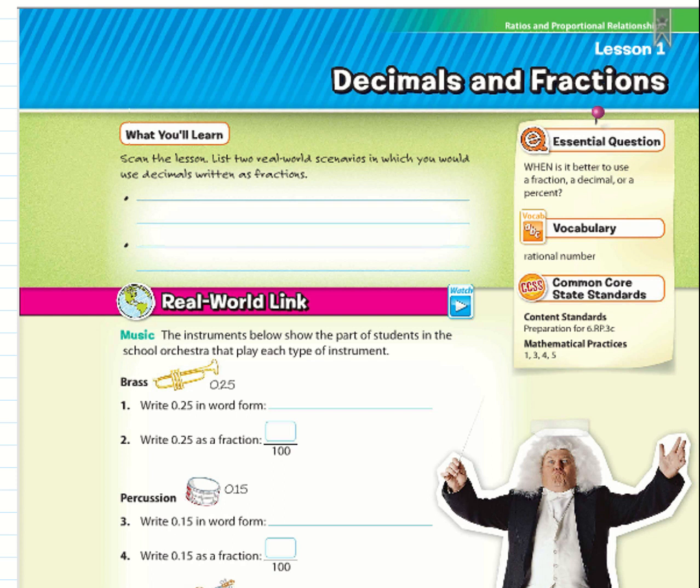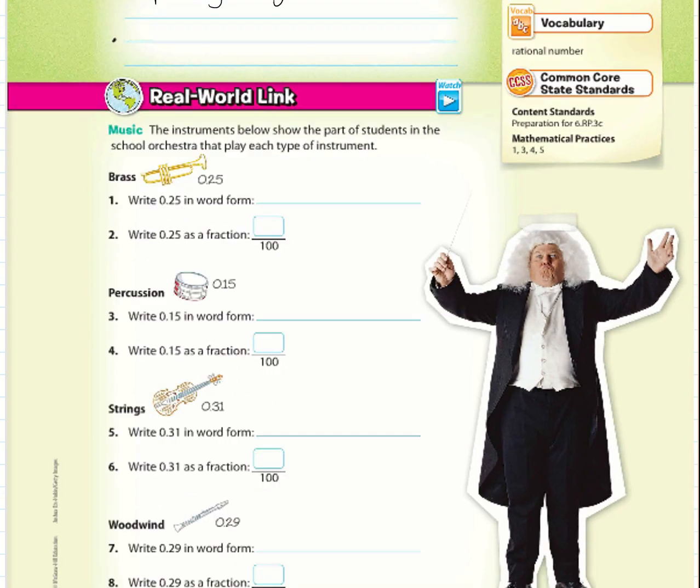And today, this is scan the lesson to list two real-world scenarios in which you would use decimals written as fractions. So, we can do this by expressing length. You may need to write decimals as fractions. But we're actually just going to move on.